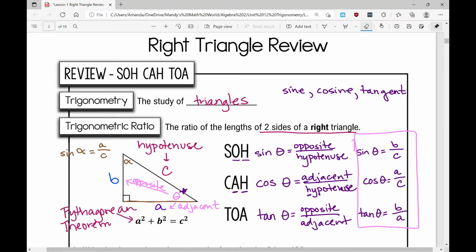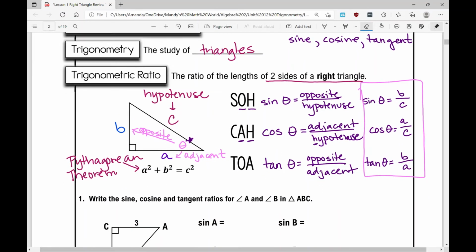So you just have to look at what these sides are in relation to the angle that you're talking about. Okay, and so if I'm talking about this angle right here, this theta that I put a star by, I need to know that the side directly across from it, that's the opposite to that angle. Right next to it, that's the side that's adjacent to it. And then the hypotenuse is directly across from the right angle. So let's move on to some practice problems.